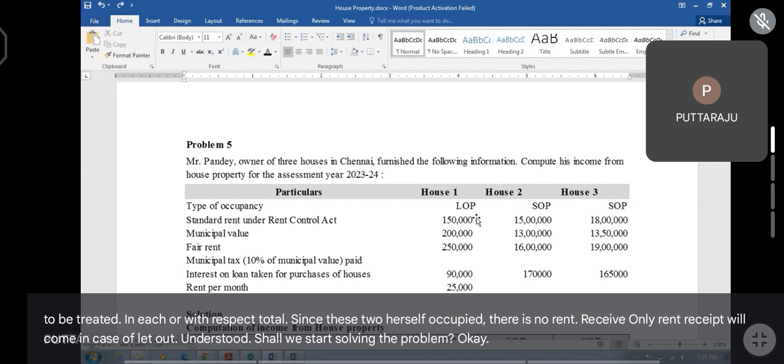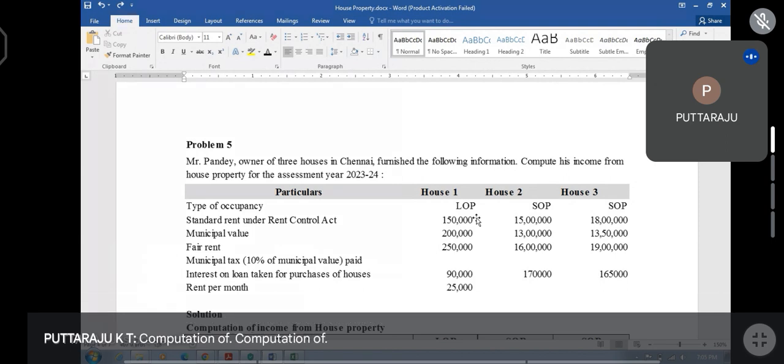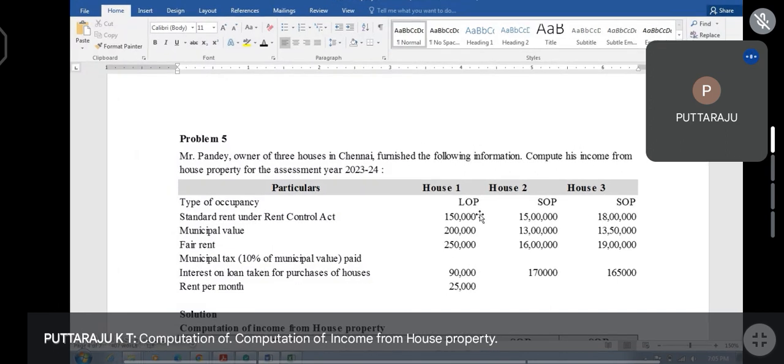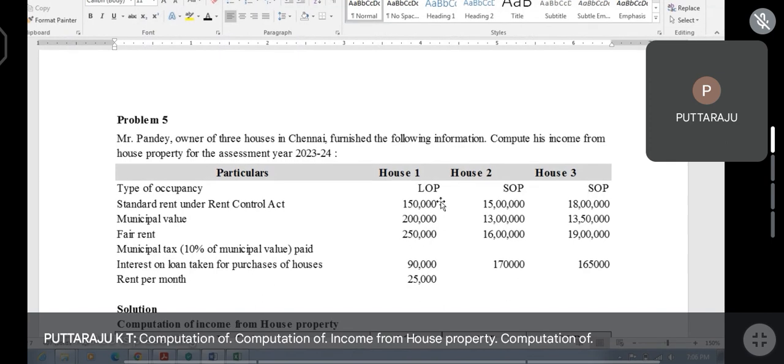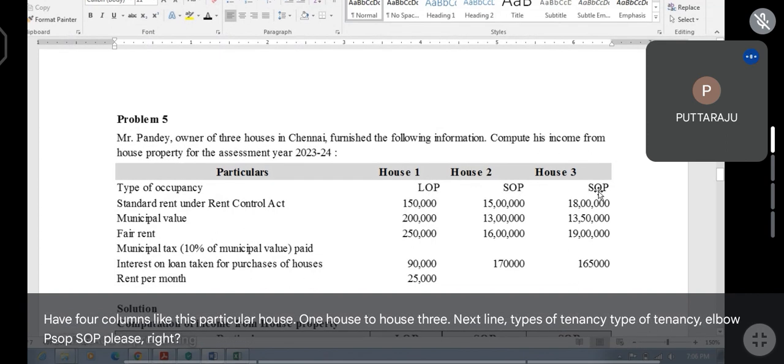Okay. Write the heading. Computation of income from house property. Have 4 columns like this. Particulars, house 1, house 2, house 3. Next line, type of tenancy, LOP, SOP, SOP, please write. Once you are done with that, please let me know. We will solve the problem.